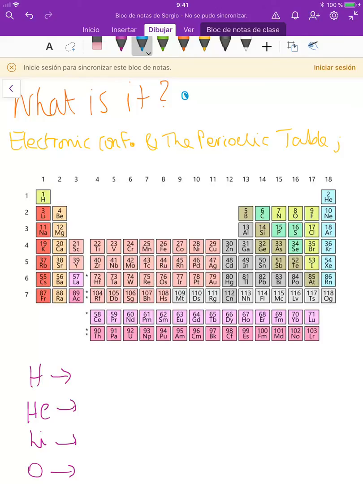periodic table. So hydrogen only has one electron, so it has a 1s1 electronic configuration. This one talks about the quantum shell in which the subshell is in, and this the number of electrons in that subshell. Secondly, we have helium, which is 1s2. Again, first quantum shell, 2 electrons.